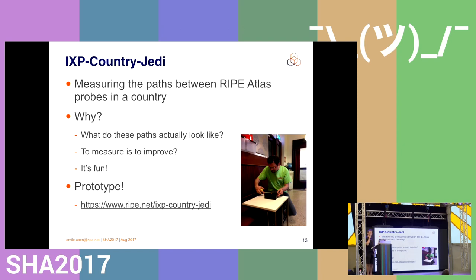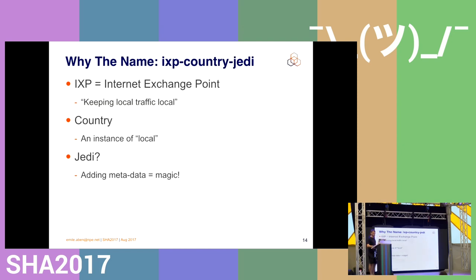And this is a prototype. This is a short URL where you can find all the information. There's a GitHub repo, and there's the latest data that we have on each of the countries that we do this for. So why the name?